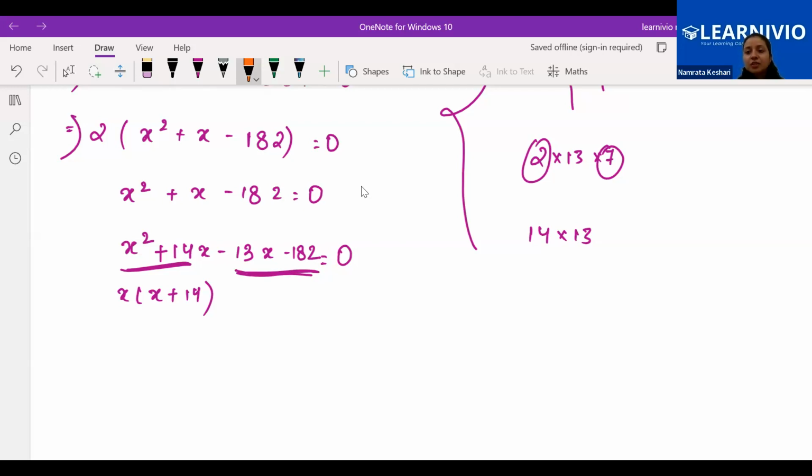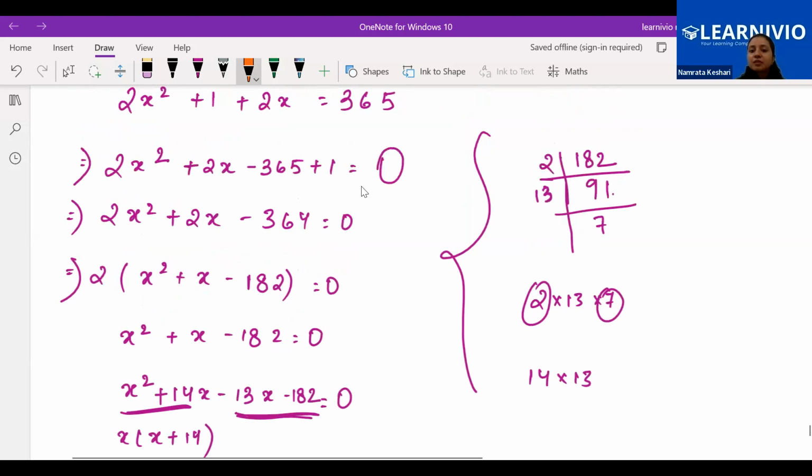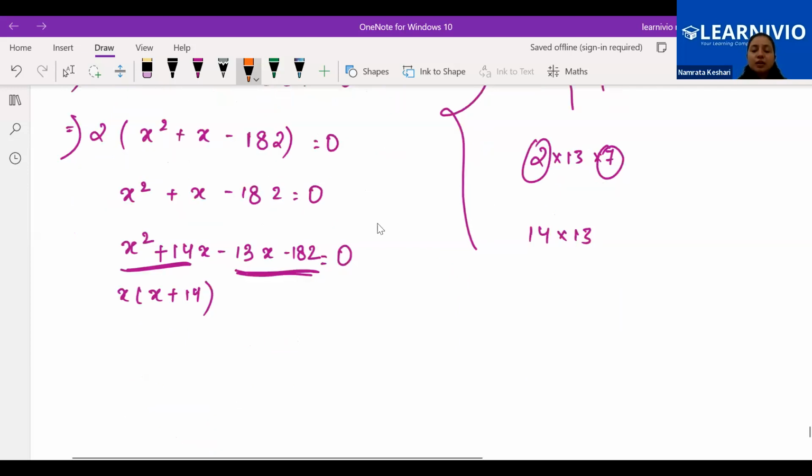Why are you confused, Anam? You said it correctly only. Minus 13, yes, minus 13, exactly. Minus 13 is common and the remaining in the bracket will be 14. So minus 13 is common, x plus 14 we will be left with, and we got two numbers.